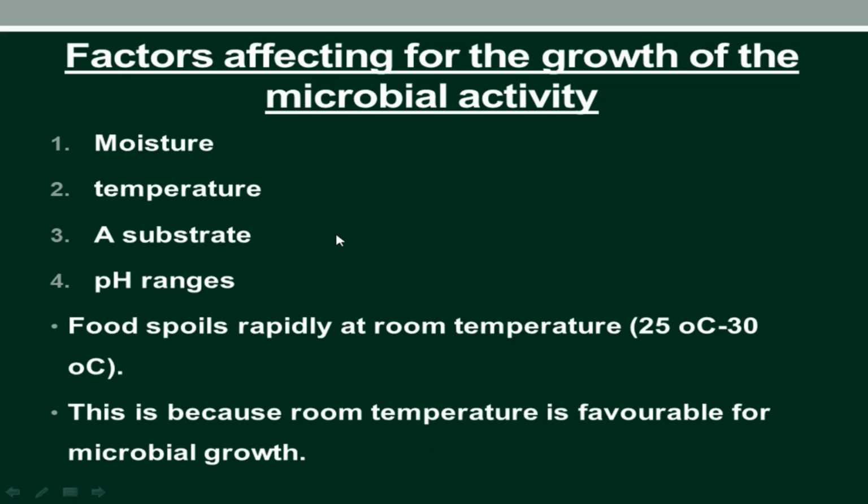Now we have learned under this topic the factors affecting the growth of microbial activities. The factors affecting the growth of microbial activities are moisture, temperature, substrate, and pH ranges. And then we have learned that food spoils rapidly at room temperature. The room temperature means temperature between 25 degrees Celsius to 30 degrees Celsius.